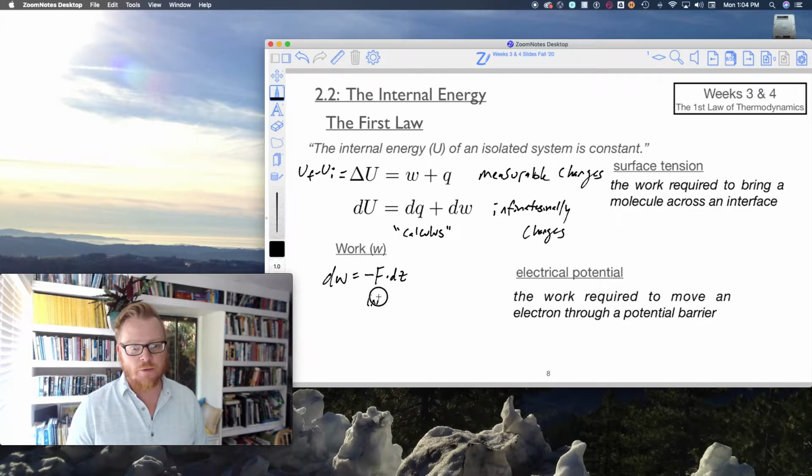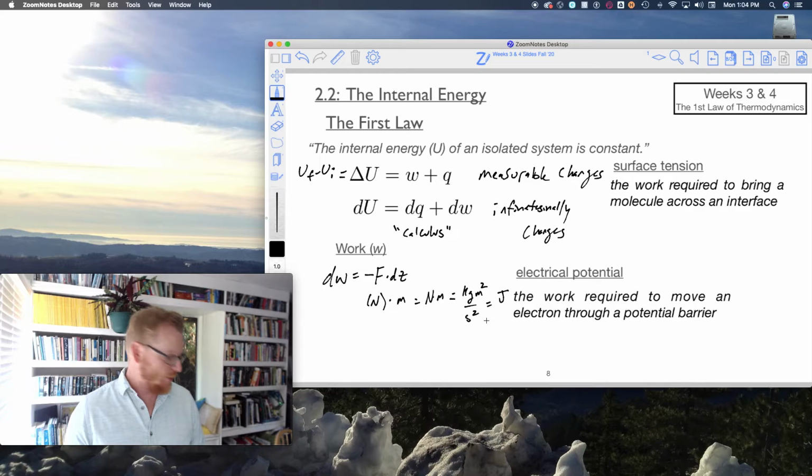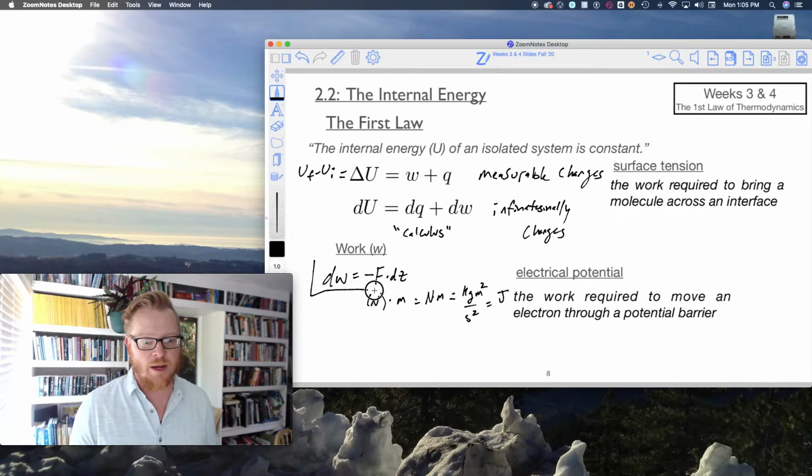So the unit of force is Newton. The unit of dz is meter. So a Newton meter is a kilogram. A Newton is a kilogram meter per second squared, times another meter, gives me a kilogram meter squared per second squared, which is a joule. Okay. And so this is the definition of work that I want you to start thinking of.